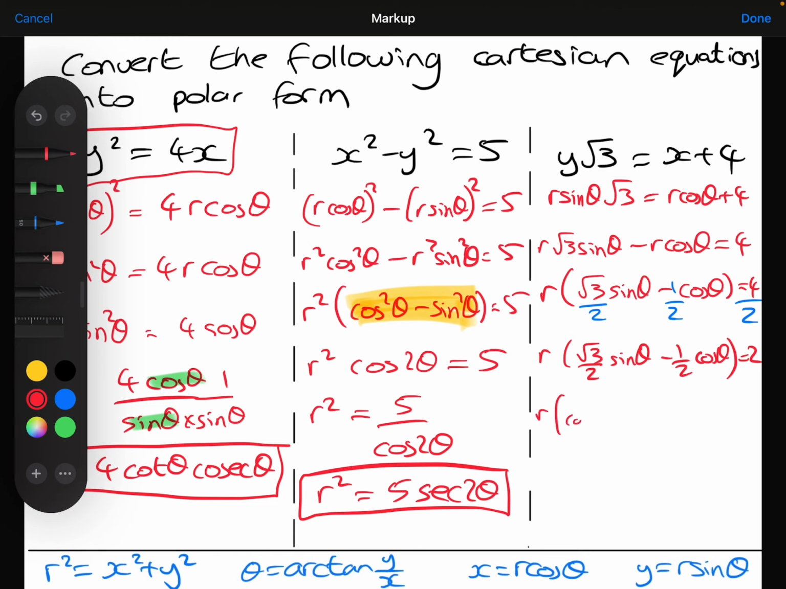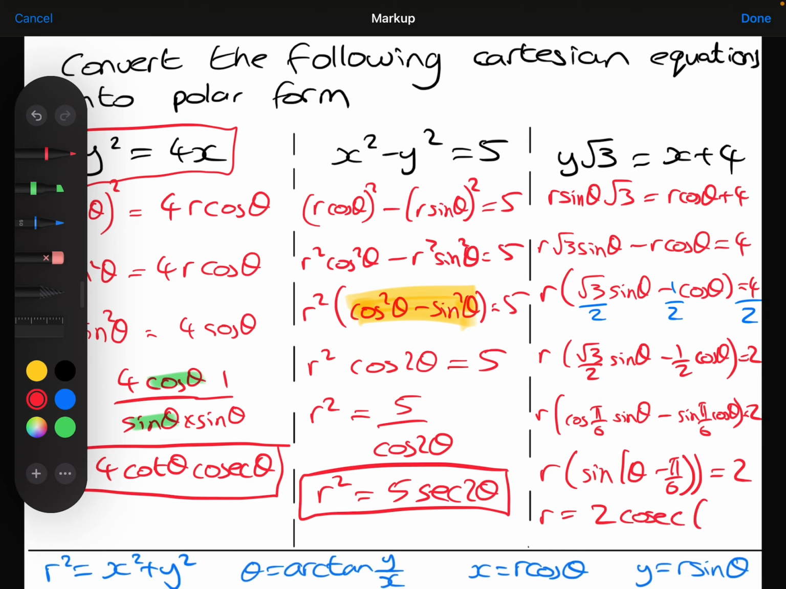So I'm going to rewrite this form so that I can then factorise this using the addition formulae as sine theta minus pi over 6 equals 2. I can then divide both sides by the sine function, so r equals 2 divided by that sine function, which would be the same thing as cosec. And there we go. That is the polar form of that equation.